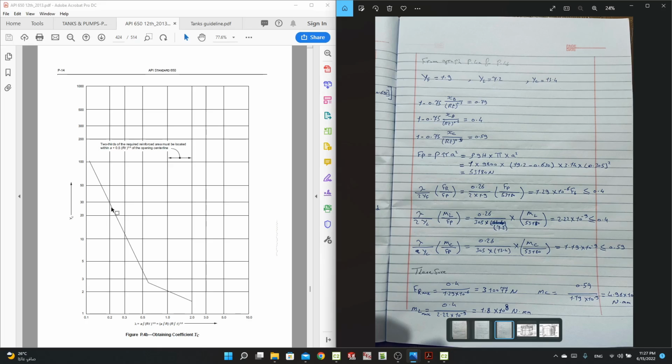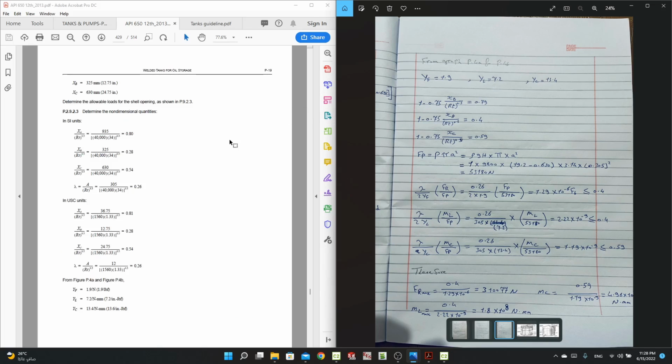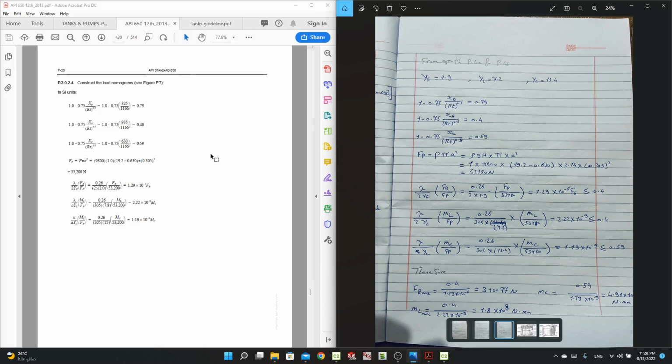Of course, there's a great variation since we are reading from the graph, but you can make it more accurate. YF, YL and YC based on the calculation of the API are 1.9, 7.2, and 13.4. After that, we take these and substitute in the equation of the nomogram, and we get 0.79, 0.4, and 0.59.